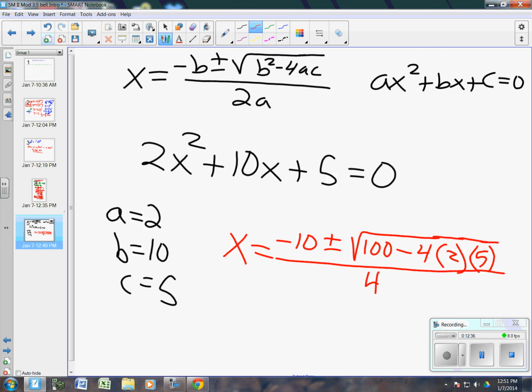Now, after you get the numbers all plugged in there, the next thing is to simplify what's inside the square root. We have to go 100 minus 4 times 2 times 5. I want to see how many of you get it right. Everybody calculate it really quickly, and I'll tell you if you got it right. Do not say it out loud. When you think you got it, raise your hand. What's inside the square root? What does that simplify to be? When you got it, raise your hand.